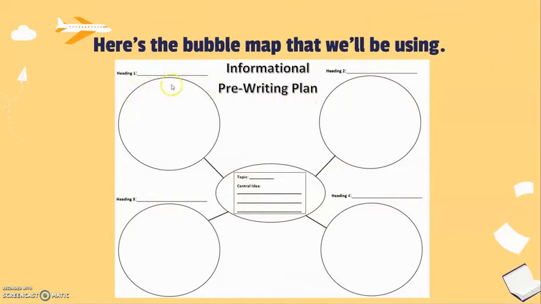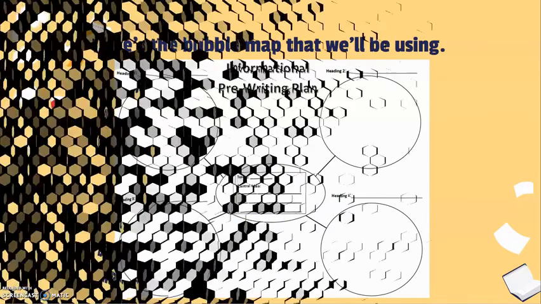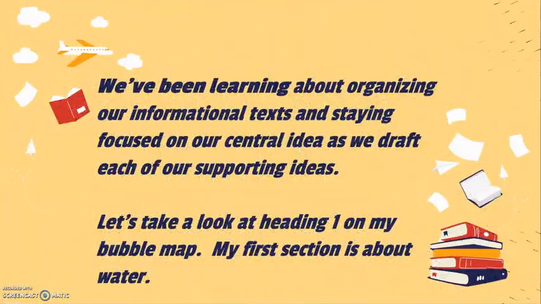Notice that it has headings. This is for each part or section of your writing. And then it has a place for your topic and central idea. We've been learning about organizing our informational text and staying focused on our central idea as we draft our supporting ideas. Let's take a look at heading one on my bubble map.